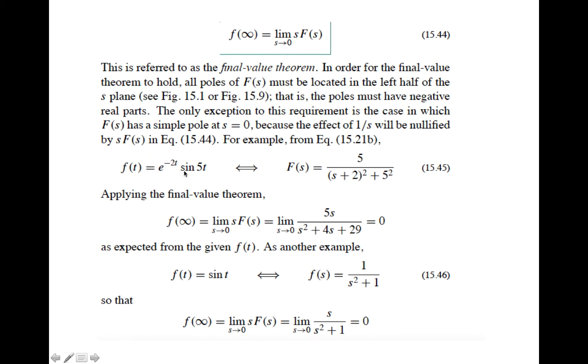So here's an example of that. Similar kind of function. Here's its Laplace transform.